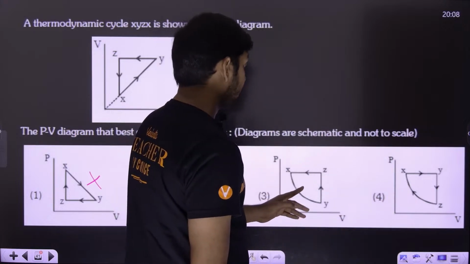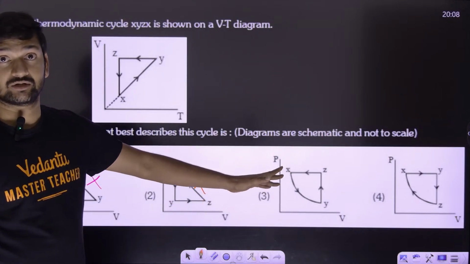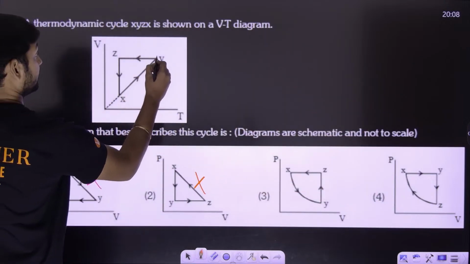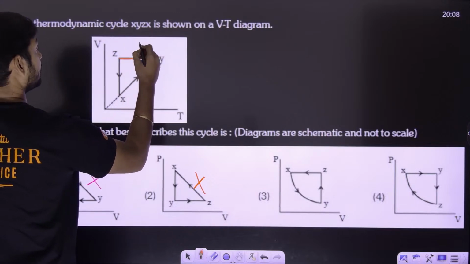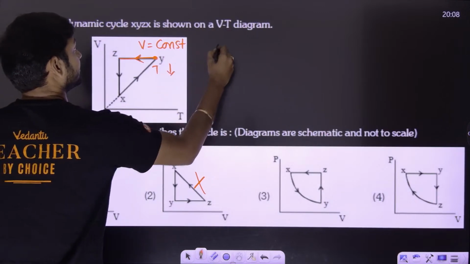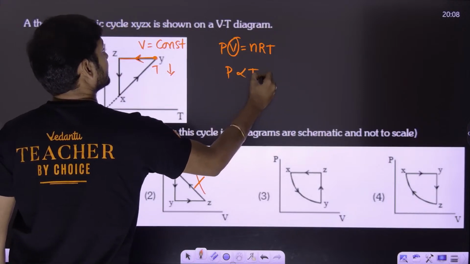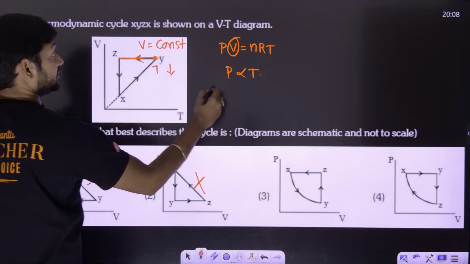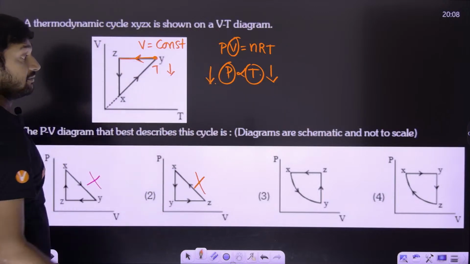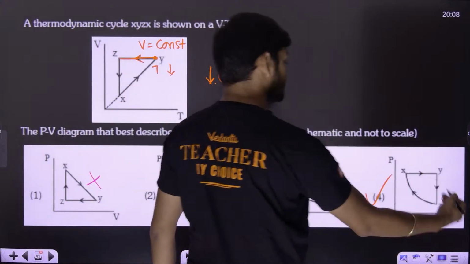But now we have to see what is going to happen to the pressure. The cycle direction is also going to be important, right? Here an up arrow is there, there a down arrow is there. Now look, when I go from Y to Z, volume is constant, but temperature is decreasing. We know that PV is nRT. If volume is constant, pressure is directly proportional to temperature. So as temperature decreases, pressure should also decrease. So when you move from Y to Z, pressure should decrease. Here, when you move from Y to Z, pressure is increasing. Here, when you move from Y to Z, pressure is decreasing. So which option? Option 4.